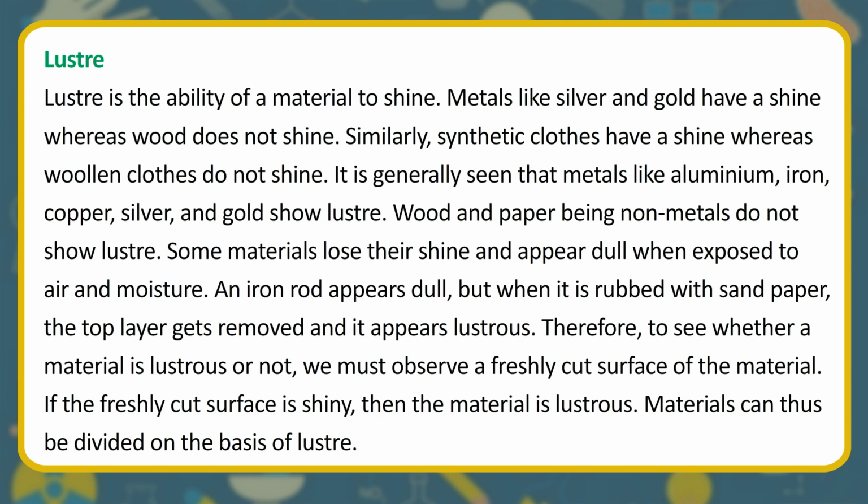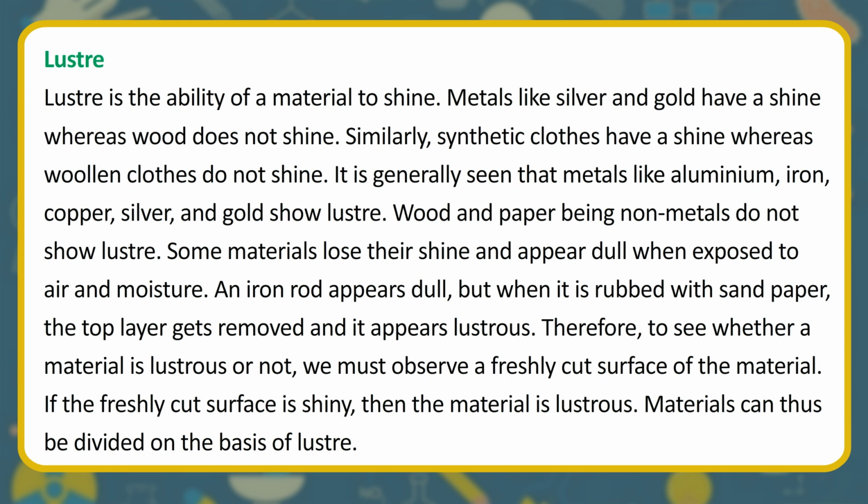Luster. Luster is the ability of a material to shine. Metals like silver and gold have a shine whereas wood does not shine. Similarly, synthetic clothes have a shine whereas woolen clothes do not shine. It is generally seen that metals like aluminium, iron, copper, silver, and gold show luster. Wood and paper, being non-metals, do not show luster. Some materials lose their shine and appear dull when exposed to air and moisture.